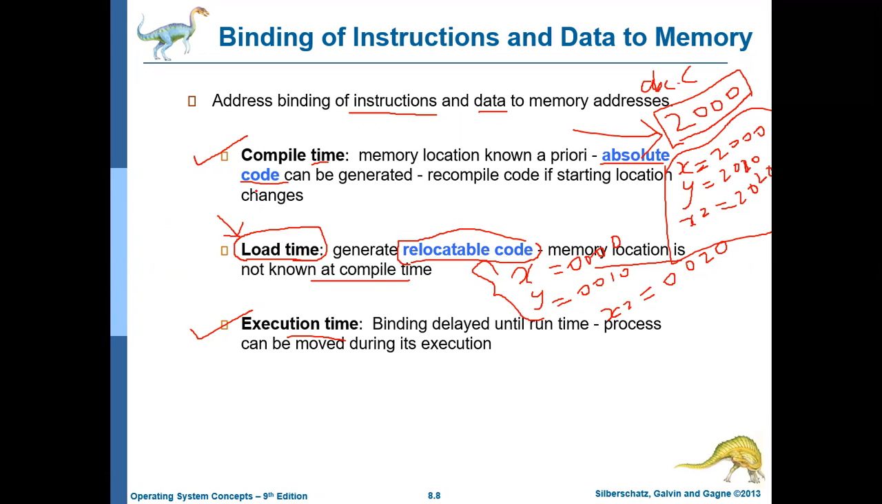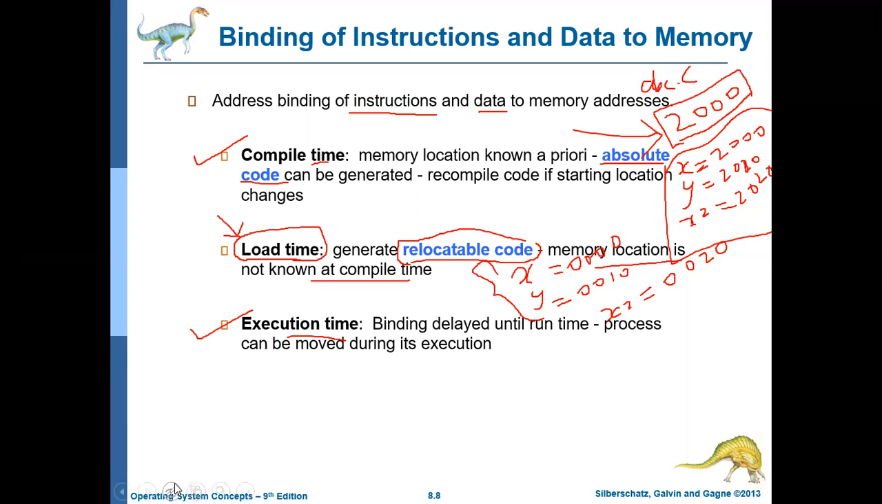That is, if the compiler was given the information about the base address or the starting address where the program should be loaded, then the compiler itself will directly create absolute code. If the compiler was not given this information, then the compiler will create relocatable code.